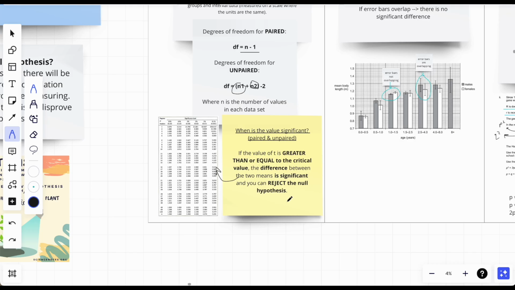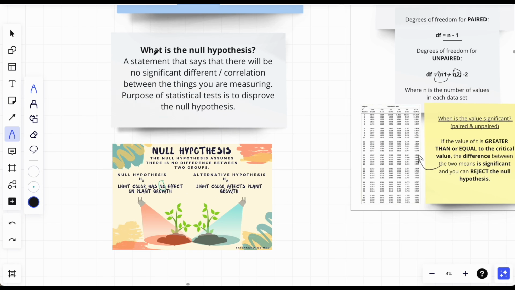Do you know what a null hypothesis is? Because if you don't, no worries. A null hypothesis is a statement that says there will be no significant difference or no correlation between the things you are measuring. And the whole purpose of stats tests is literally to disprove the null hypothesis, which is written as H naught, for those A-level maths kids.